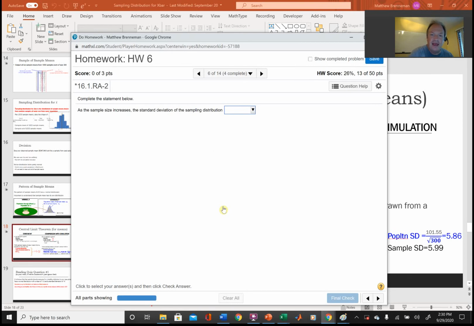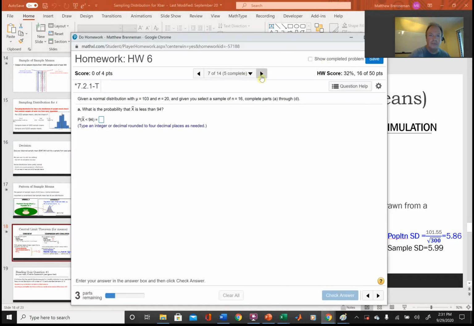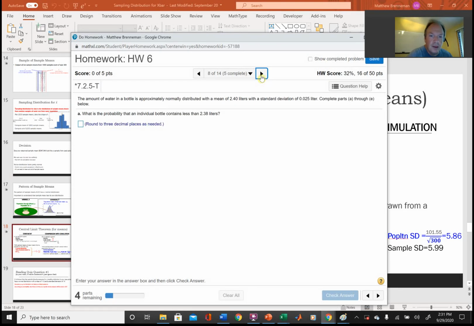As the sample size increases, the standard deviation of the sampling distribution, which is just the population of sample estimates, decreases. Right? And we know that because this is the standard deviation of the sample means. And as the sample size gets larger, it gets thinner and thinner.